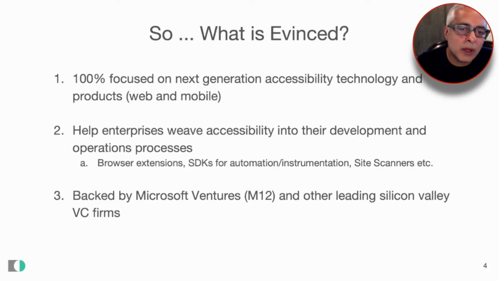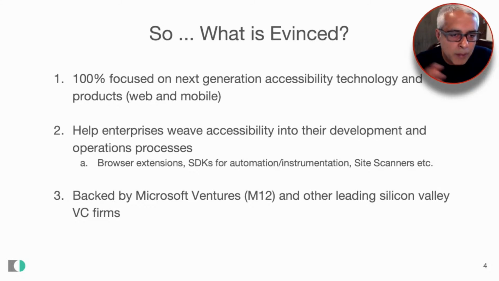And our goal is to be able to help enterprises weave accessibility or integrate that into their software development process, as well as their operations processes. So we have products like browser extensions and automation SDKs, as well as instrumentation SDKs, and scanning systems that can help you. We'll dive into all of that later at some point in time. But our goal, again, is to help enterprises integrate accessibility into their software development and operations processes.